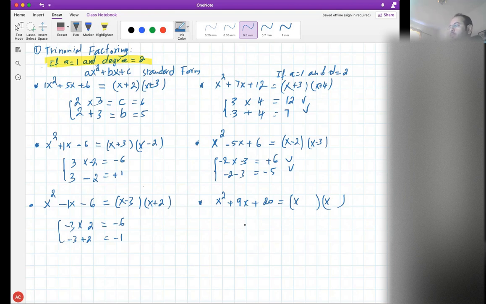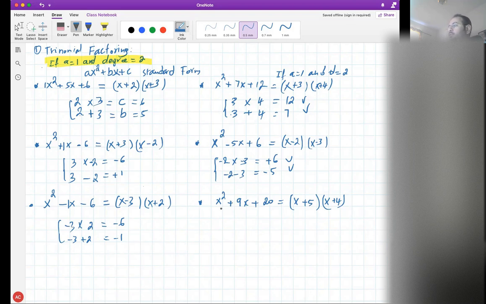Multiply to 20 and add up to 9. That's right. Two numbers that multiply to positive 20 should add up to positive 9. What are the numbers again? 4 and 5. Why? Because if we multiply them, positive 5 times positive 4, we get C, positive 20. If we add them, we get B.